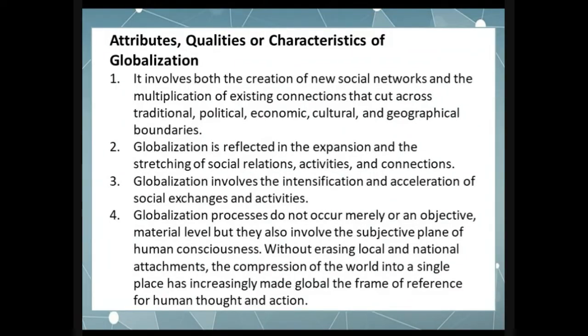Number three, globalization involves intensification and acceleration of social exchanges and activities. Right now that we are experiencing the pandemic, so through globalization, it became a tool para hindi malimit kung ano yung nangyayari, kung ano yung social exchanges and activities na nagagawa natin. Yung mga information ay pwede nang ma-transfer real time. Just like what we are having right now.